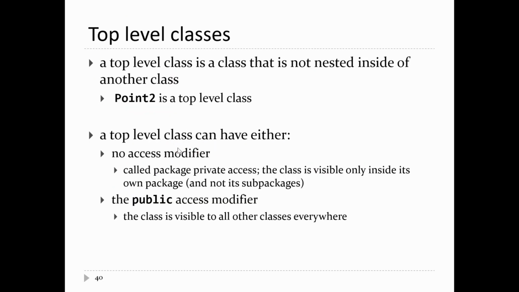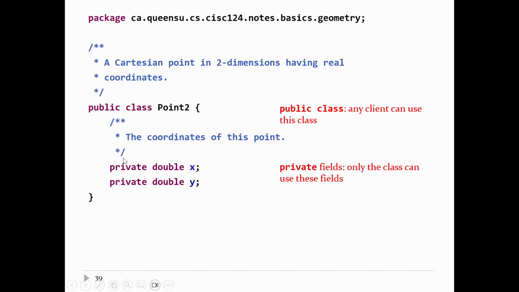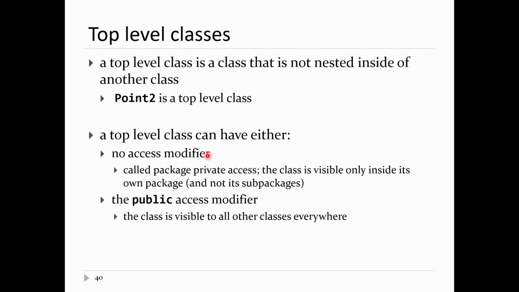When you go to pick your access modifier for a top-level class, you only have two choices. That word there is the access modifier. Public means Point2 is visible to everybody. If you get rid of the public, so you have no access modifier, then that's what's called package private access. And that means the class is visible only inside of the package it's declared in.